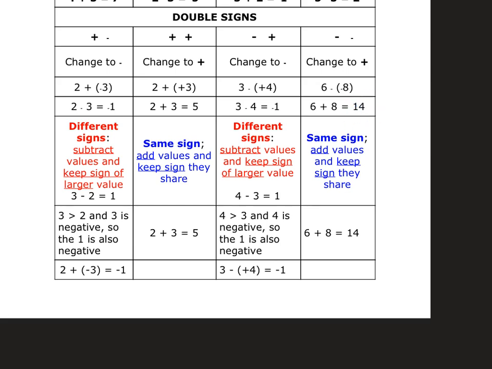All right, so when you're doing your integer problems, first thing to remember, you always need to get rid of the double signs before you start working out the problem. Get rid of the double signs, rewrite the problem so it is only a single sign problem, and follow the rules. Different signs, you subtract, keep the sign of the larger. Same sign, you add the values and keep the sign that they share.